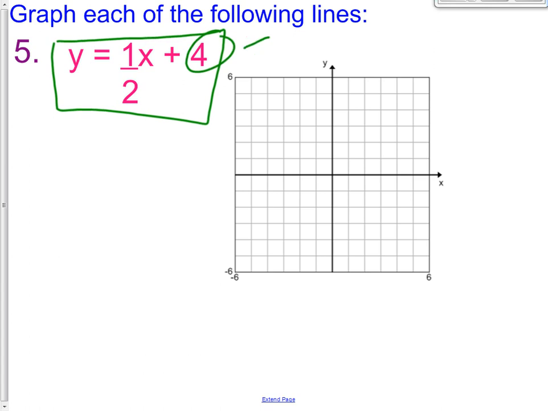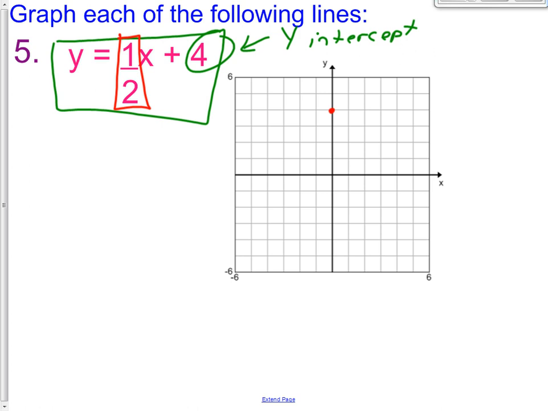Here is my y-intercept. That's where it crosses the y-axis, so that's the first place I go. I know it crosses at 4. So from the origin, I go up 1, 2, 3, 4, and bam, I put a point right there. I know that my graph is going to cross right there. I know that my slope is positive, so I know that my graph is going to go up and to the right, and it's a positive 1/2.